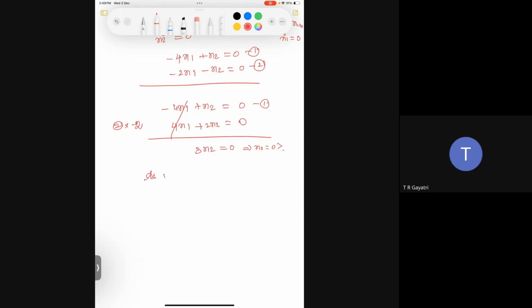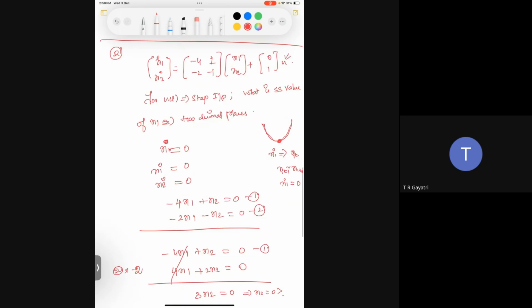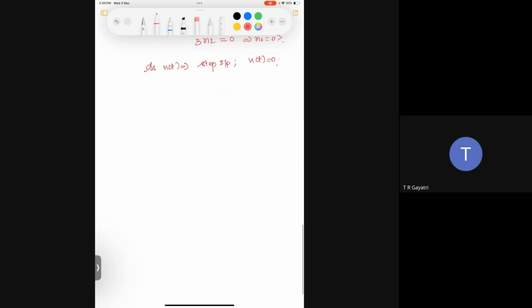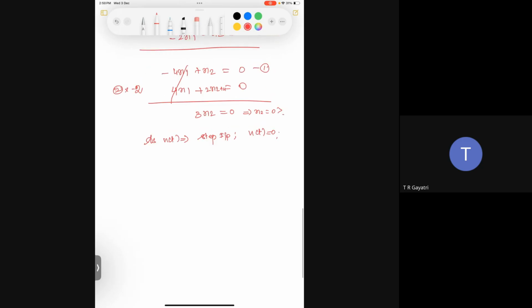Here we are considering u of t as a step input, so we can substitute u of t equal to 0 and solve this equation again. That's what we are doing here. We are not considering u because we have considered step input. Here u is supposed to come, but we are considering u as 0. So the solution would be x1 equal to 0.17 and x2 equal to 0.6.